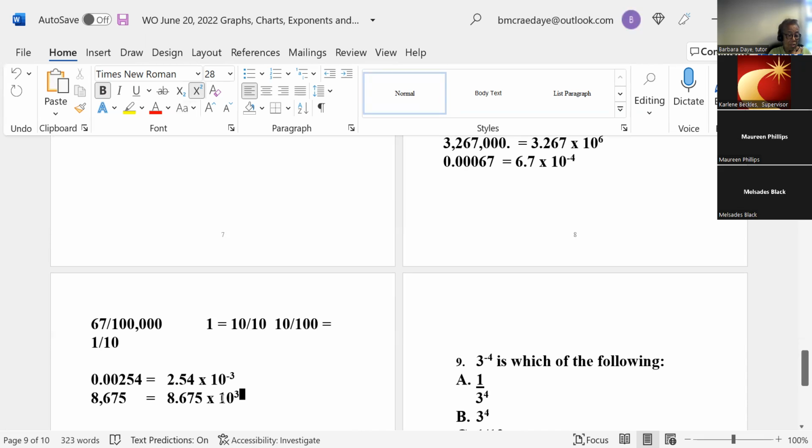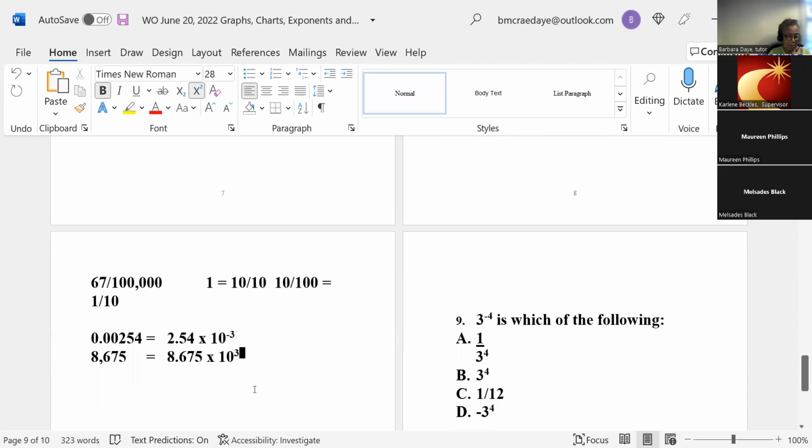And 10 to the third is 10 times 10 times 10, which is 1,000. 8.675 times 1,000 gives you 8,675. You see that, right? Because 10 to the 3 means 10 times itself 3 times. That's 1,000. 1,000 times 8.675 gives you 8,675. Got it? Okay. Yeah, I'm trying to get it.